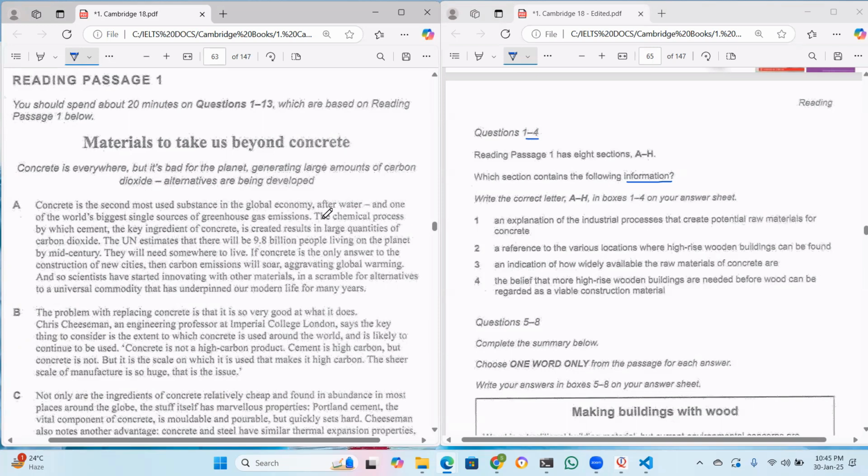If you're taking a computer-based test, you will be seeing a marker just like this. You can use the marker to underline the passage or the keywords. Just like this, you can underline some keywords so that it will be easy for you to remember while you read.